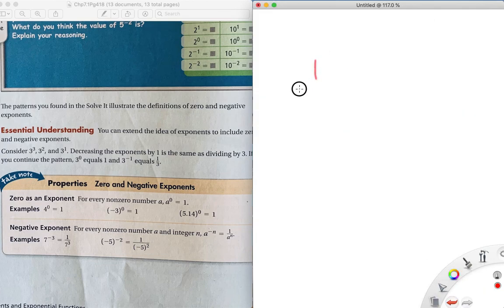What if I had a number in the denominator? If I have a number in the denominator and it's being raised to a negative exponent, again, this exponent negative 2 means that it's the reciprocal, meaning this guy is going to go in the numerator. And it's going to be 5 squared over 1, which is 25. So it doesn't matter if the negative exponent is in the numerator or in the denominator. If you see it, you just flip positions. Whatever is in the numerator goes in the denominator. Whatever is in the denominator goes in the numerator.